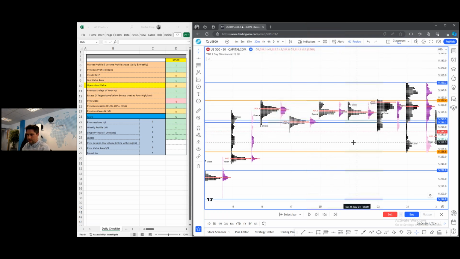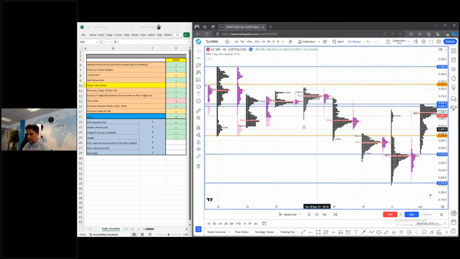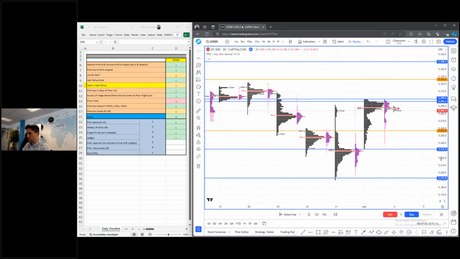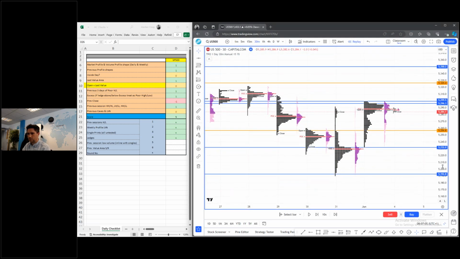They act as support and resistance. For those of you who are in week 1, please don't worry. This is week 5 analysis, so a fair way to go in your studies before we get to this.